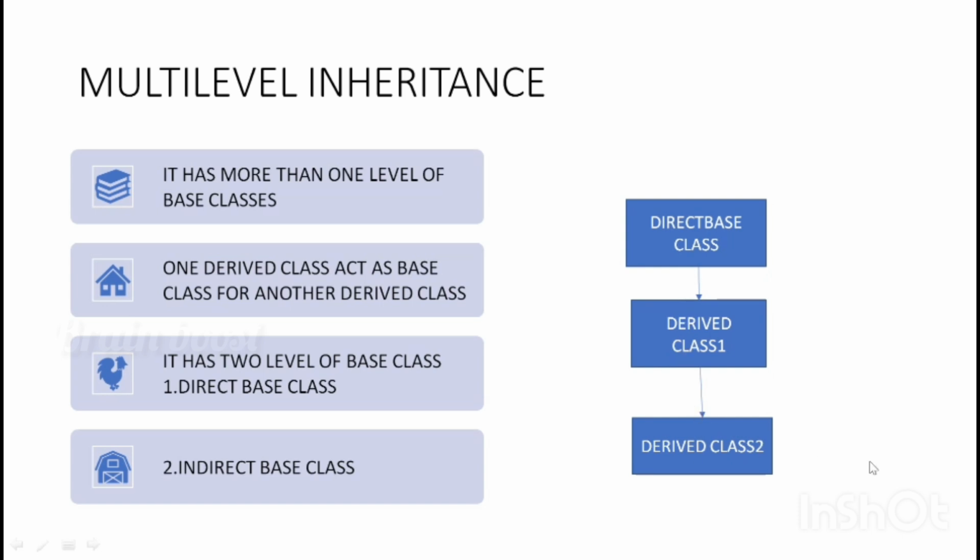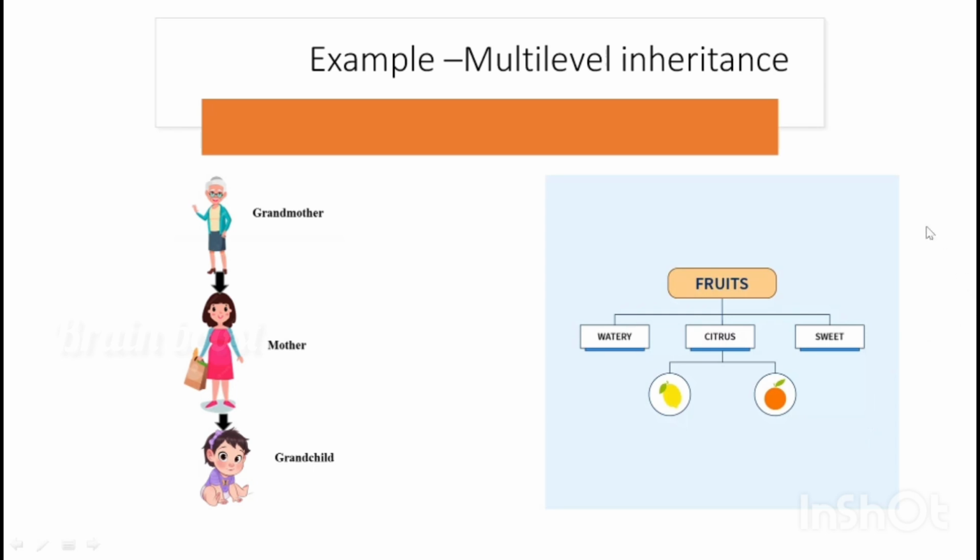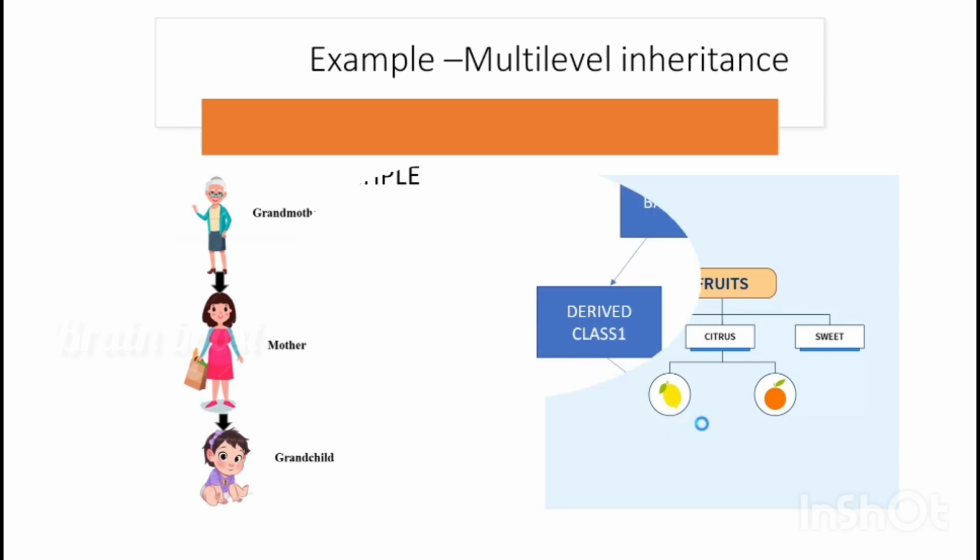This is an example of multi-level inheritance. Here the grandmother, mother and grandchild. The grandmother is the direct base class, the mother is the indirect base class. Here the grandchild is the derived class. It inherits the properties of the grandmother through the mother. This is multi-level inheritance. See the fruits, citrus: lemon and then orange. So this is multi-level inheritance.